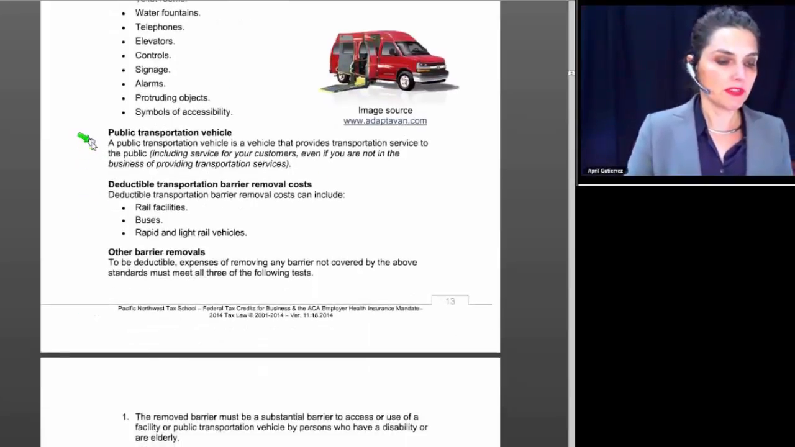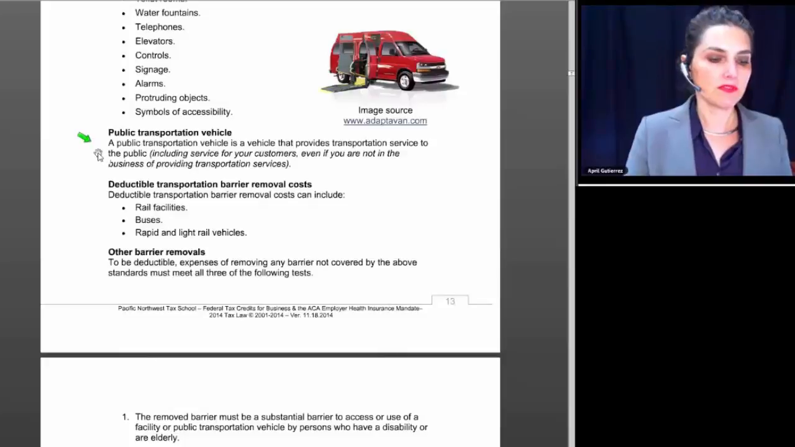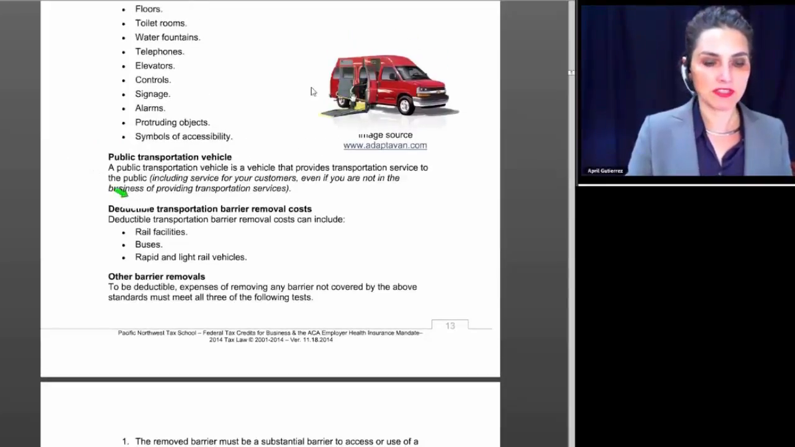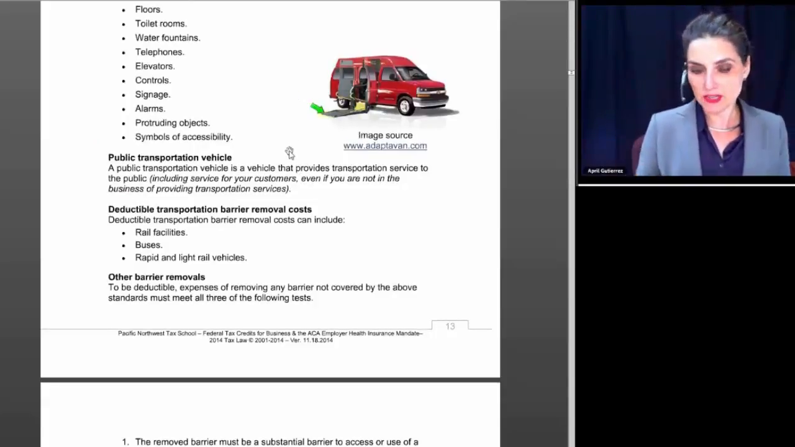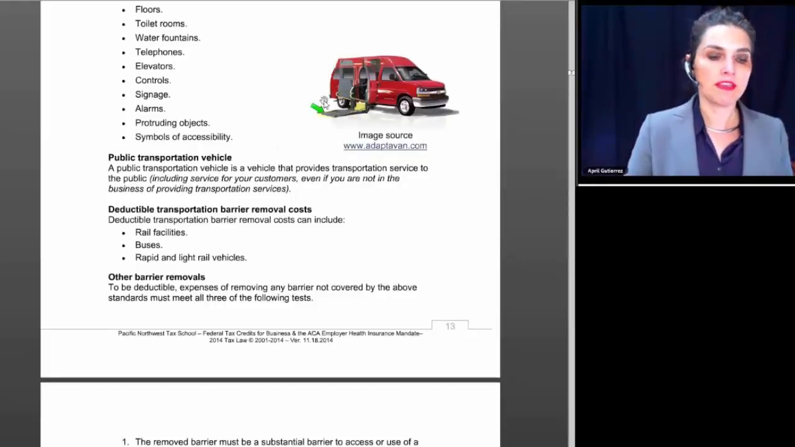Public transportation vehicle. A public transportation vehicle is a vehicle that provides transportation service to the public, including service for your customers, even if you are not in the business of providing transportation services. And right here I have an image of a van that you can see has had a wheelchair ramp placed into it. And this would be a good example of the type of accessibility improvement a business owner might make.